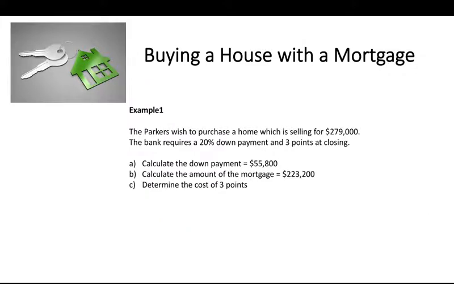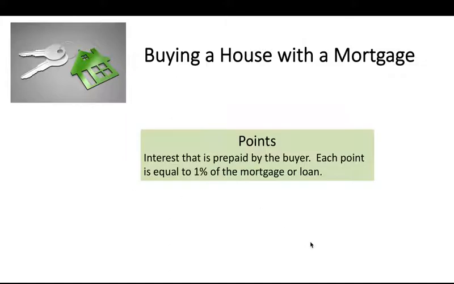Okay, the last thing we need to do is determine the cost of the 3 points. Points are interest that is prepaid by the buyer. So points are interest, it's just that you're paying that interest up front. Typically, people pay points to bring down the interest rate. And what you need to know is each point is equal to 1% of the mortgage. That's 1% of the loan.